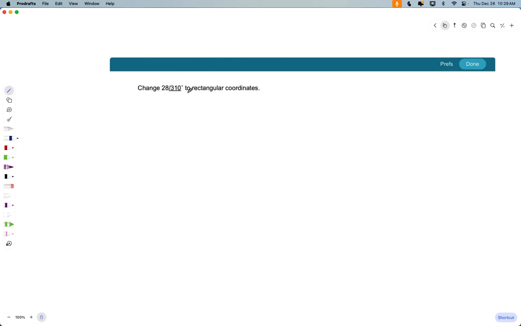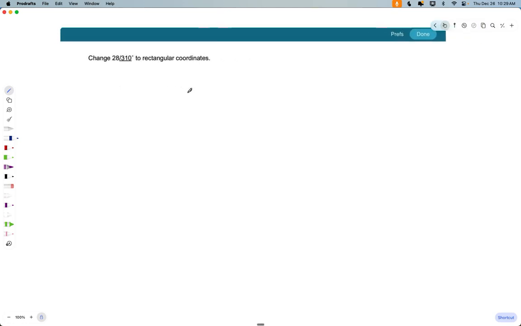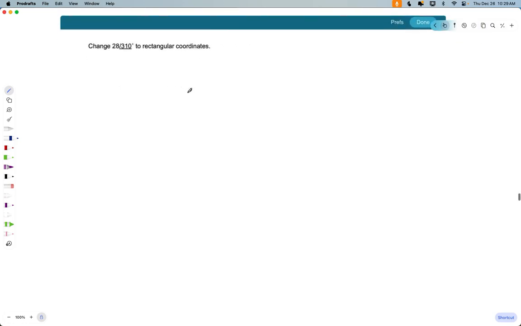Okay, we're going to change the length of 28 at 310 degrees to rectangular coordinates. So first of all, we have to remember where 310 degrees lives.